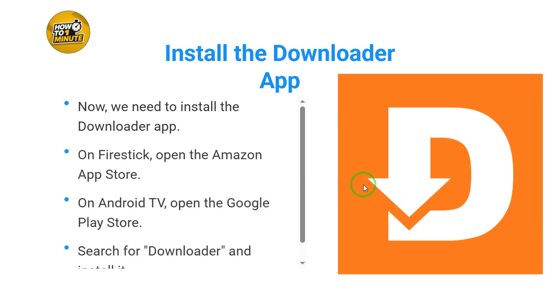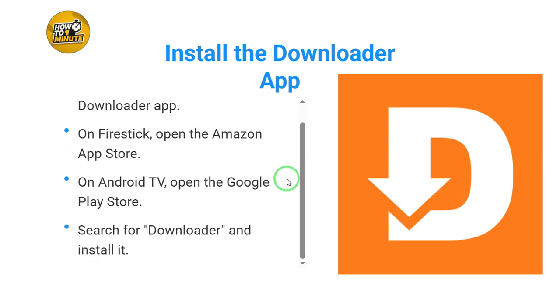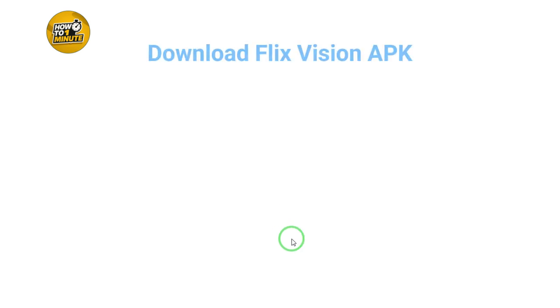Now, we need to install the Downloader app. On Fire Stick, open the Amazon App Store. On Android TV, open the Google Play Store. Search for Downloader and install it.